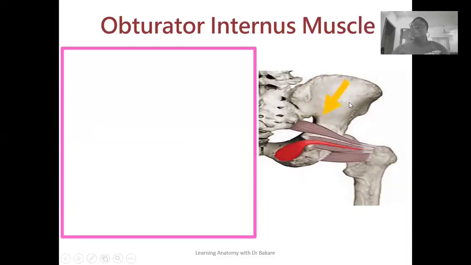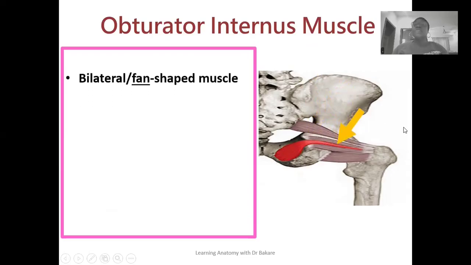This is where we say we have the obturator internus muscle here, arrowed in yellow. So the obturator internus muscle is a bilateral fan-shaped muscle that is seen to originate from this region that is arrowed here in black, and finally seen to insert laterally at this further edge that is also arrowed here in black.